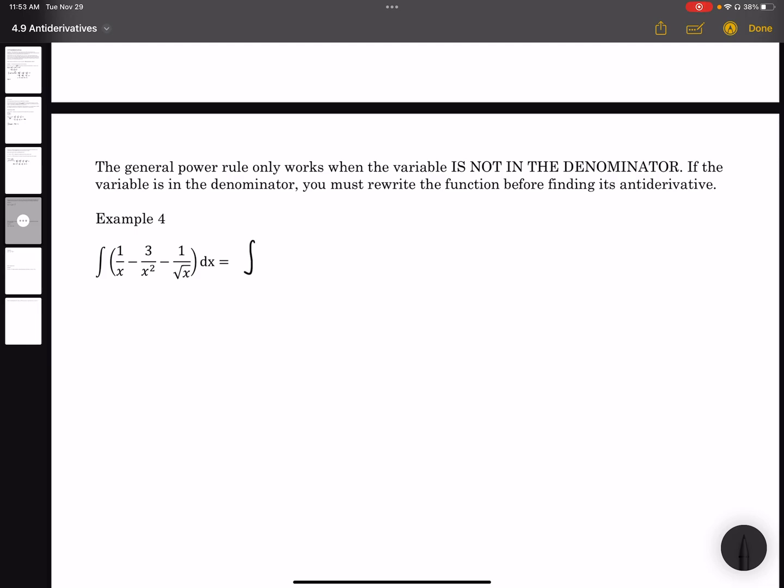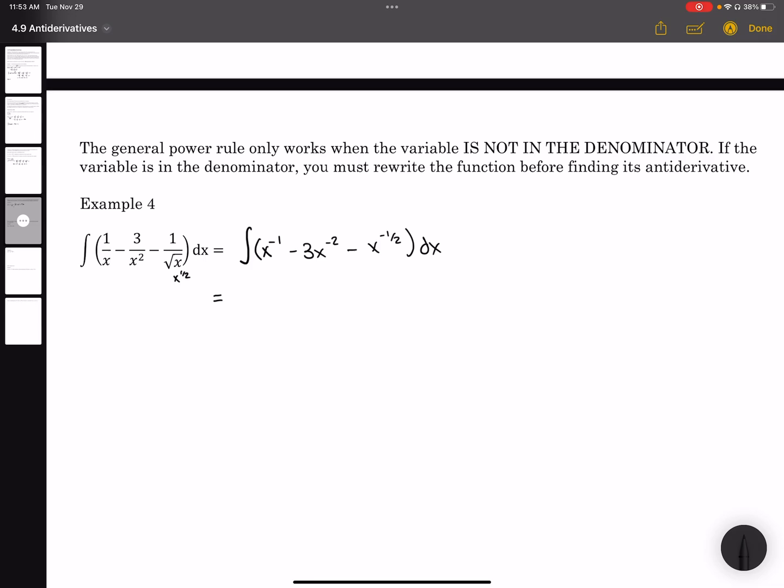the antiderivative of x to the -1 minus 3x to the negative 2 minus, so this is x to the 1/2 in the denominator, so minus x to the negative 1/2 dx. Do not confuse the rewrite step with actually finding the antiderivative. So now we want to apply the, actually I meant to make this x cubed because we said the general power rule doesn't work for 1 over x. Make that 1 over x cubed. We're going to make this x to the negative 3 instead.